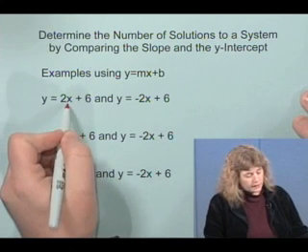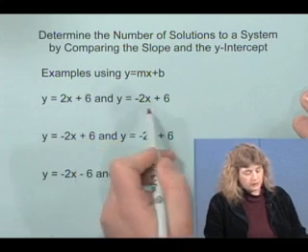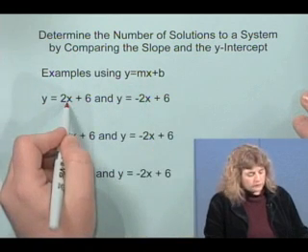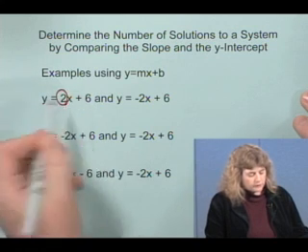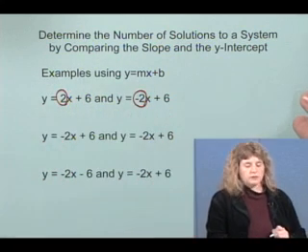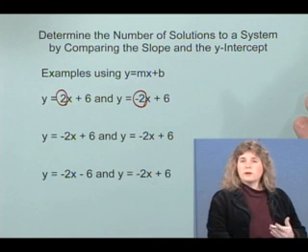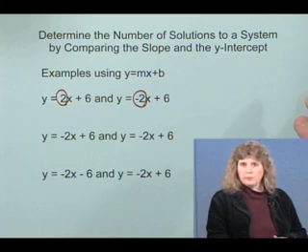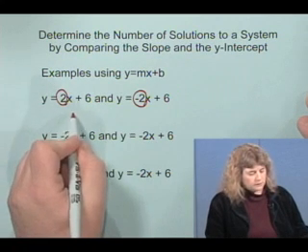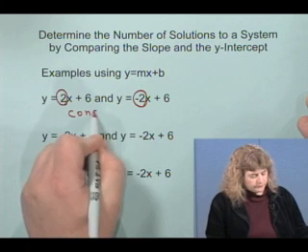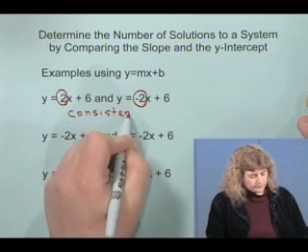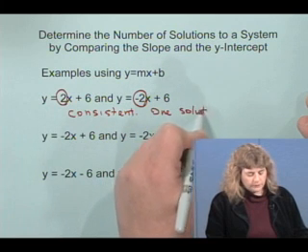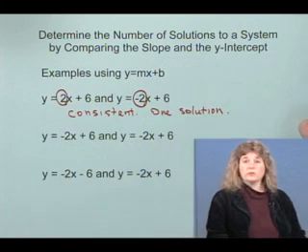In the first set, we have y equals 2x plus 6 and y equals negative 2x plus 6. The important place to start is the slope. Here we have a 2 and a negative 2. Since the slopes are different, we don't need to look any further. These lines have to cross somewhere. This is a consistent system, and it has exactly one solution, one ordered pair, one point where those two lines will cross.